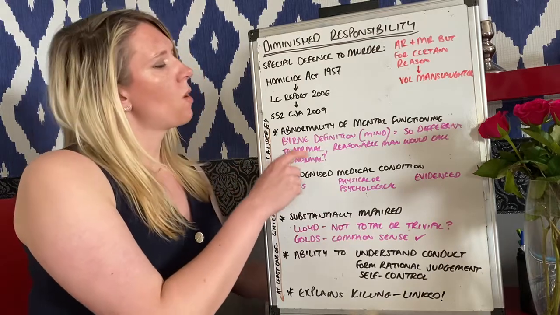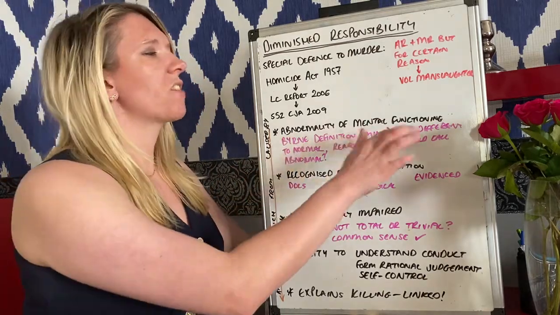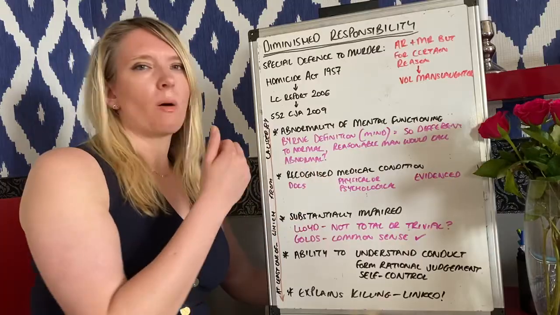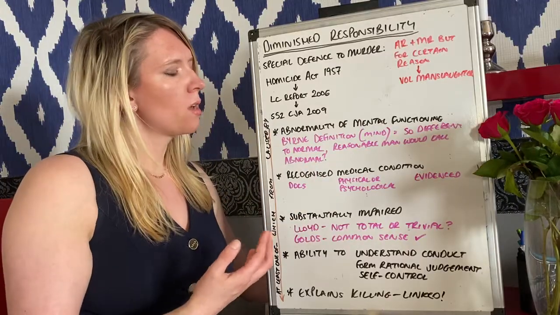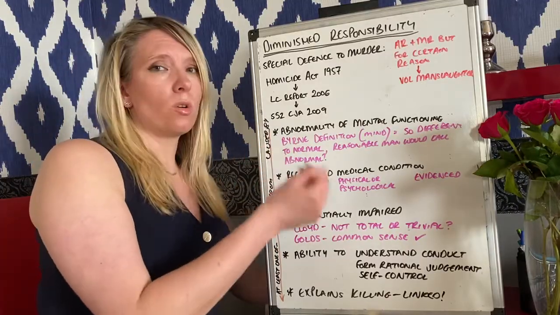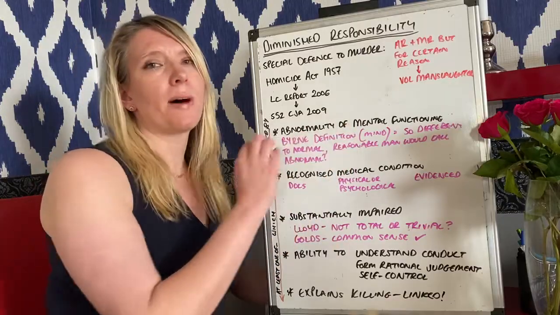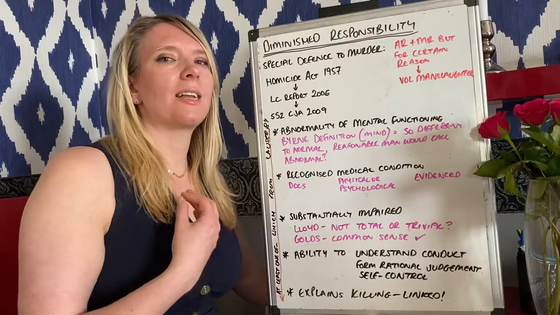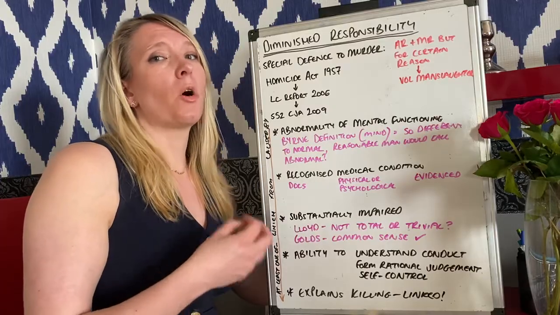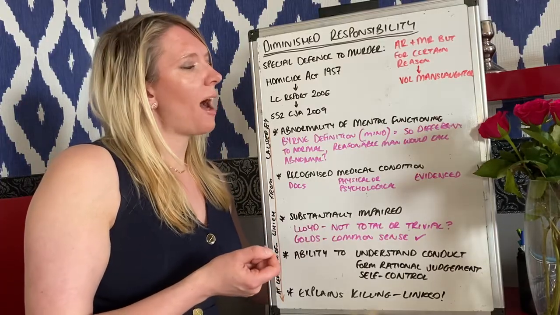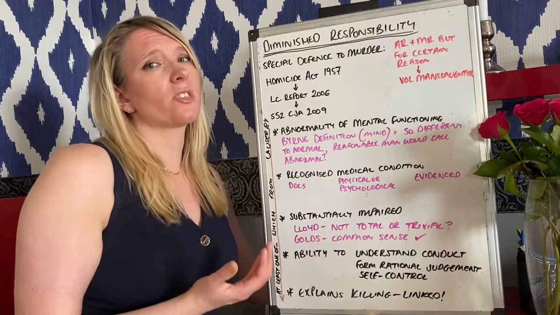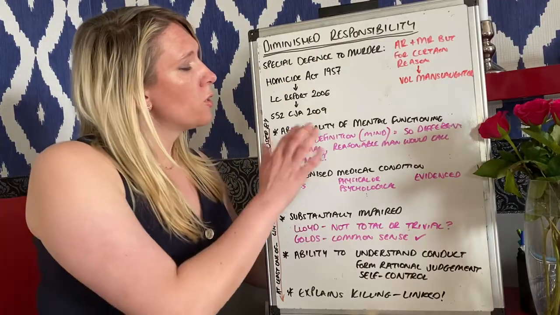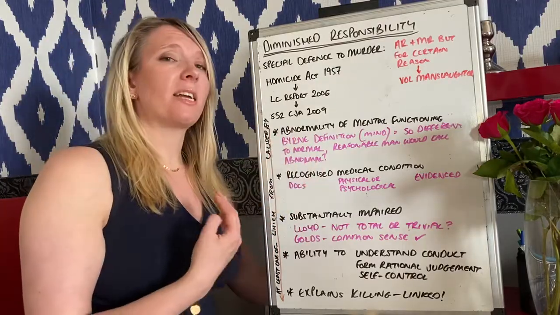So we have an abnormality of mental functioning. Now, what does that mean? Well, under the old law, we used to call it abnormality of the mind. Abnormality of mental functioning is a much more clinical term, and it's a much more up-to-date term. I think it also has less of a social stigma as well. So the person must have had an abnormality of mental functioning.